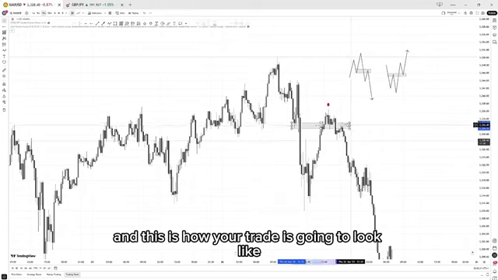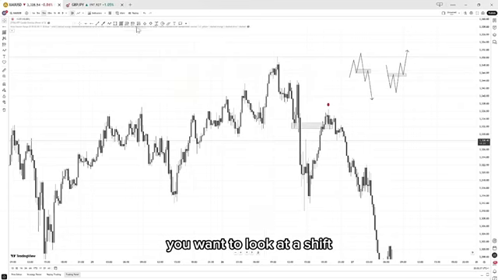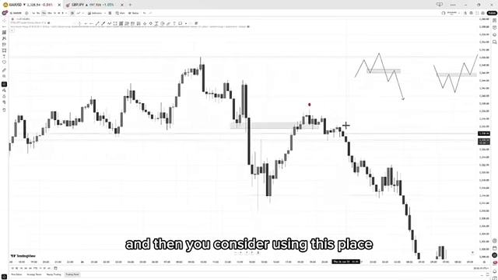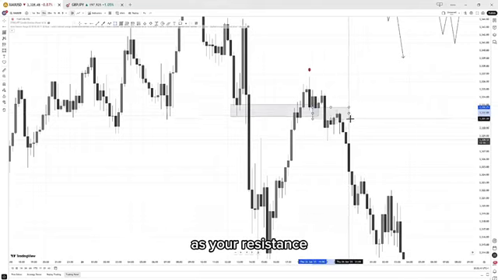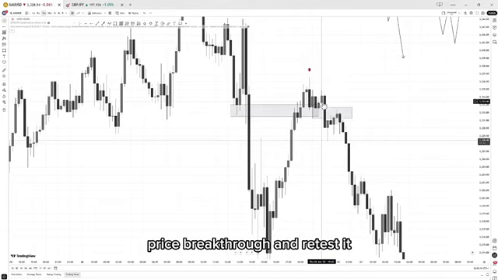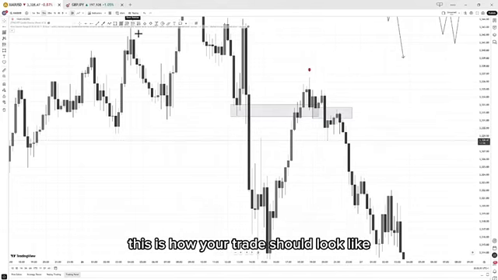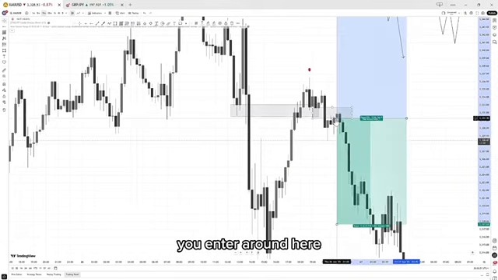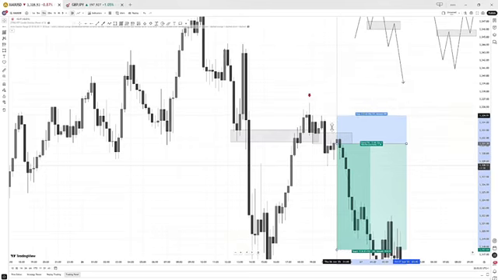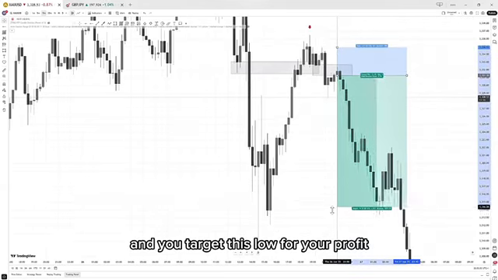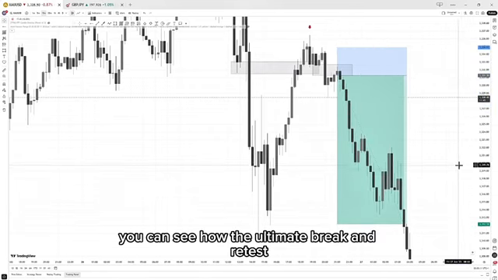And this is how the trade is going to look if you are to enter. Once price visits this area, you want to look at a shift, and then you consider using this place as your resistance. Price breaks through and retests it. This is your confirmation. This is how your trade should look. You enter around here. Your stop loss is going to be above this high, and you target this low for your profit. You can see how the ultimate break and retest strategy works.